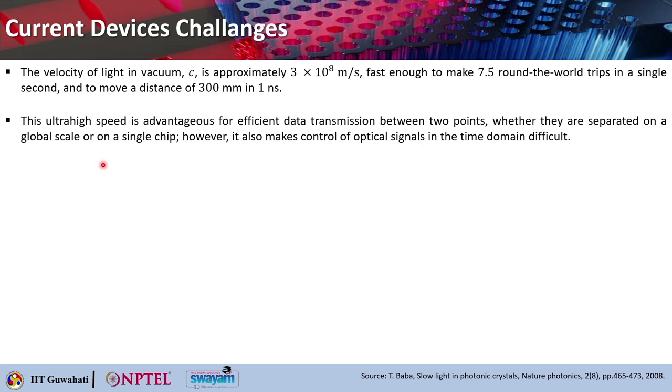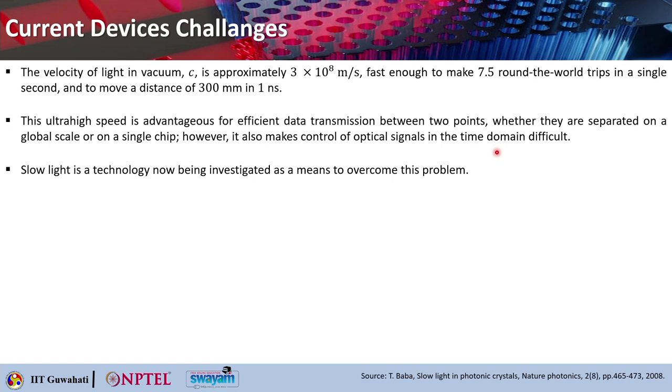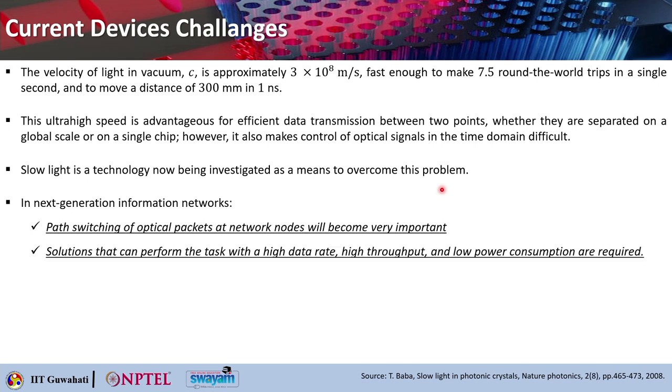So this ultra high speed is advantageous for efficient data communication between two points, okay, which are separated by global scale, right, or on a single chip you can use the speed of light for communication. However, it makes control of optical signals in the time domain very difficult because of this very fast speed. So slow light is basically a technology now being investigated as a means to overcome this problem, so that you can achieve control over light signal in the time domain itself.